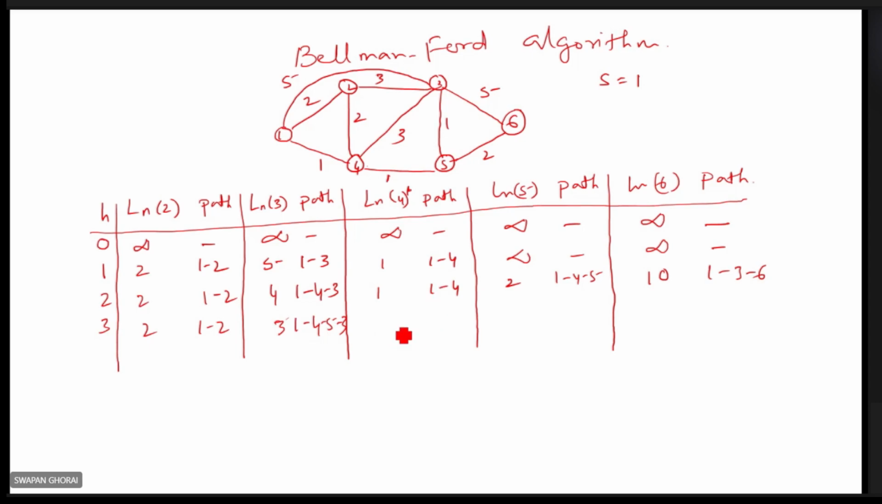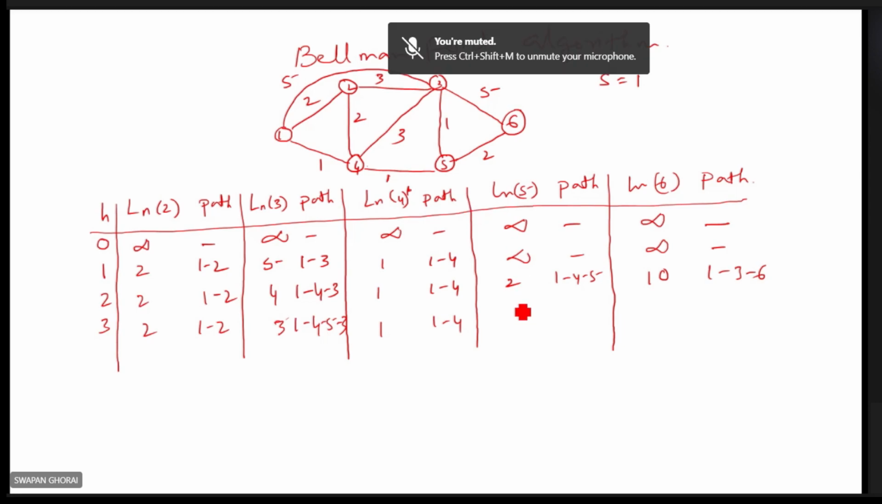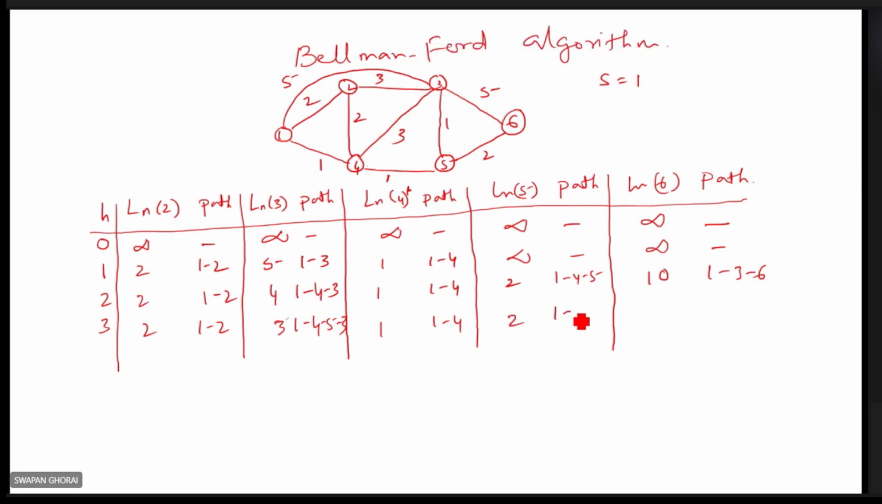And 1 to 4, it will be same as before. 1 to 4. Now 1 to 5 with 3 hops. That also with the same thing, because it is the least cost, which is 2. So whether it's 3 or 4 hops, you will not get any other path which will be less than 2. So 2 will be there. 1, 4, 5 as it is.